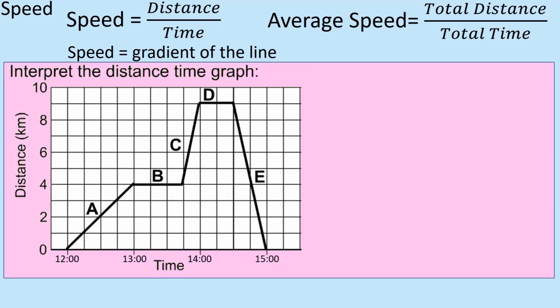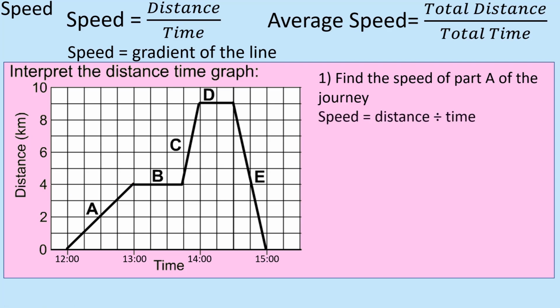Looking at the same graph, let's answer some questions on it. Find the speed of part A. Well, that would be the gradient, because speed is the gradient of the line. He's gone 4 kilometers in 1 hour. So change in distance over change in time, he's going 4 kilometers per hour. Arguably you could say he walked, since 4 kilometers an hour is a reasonable walking speed.